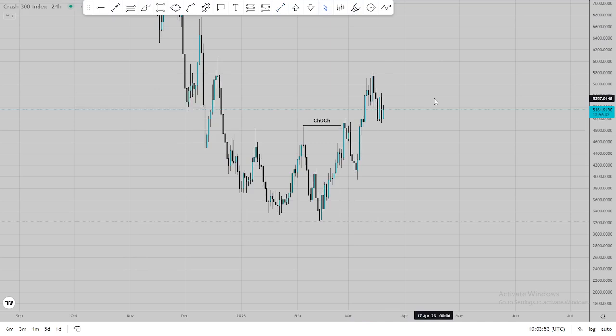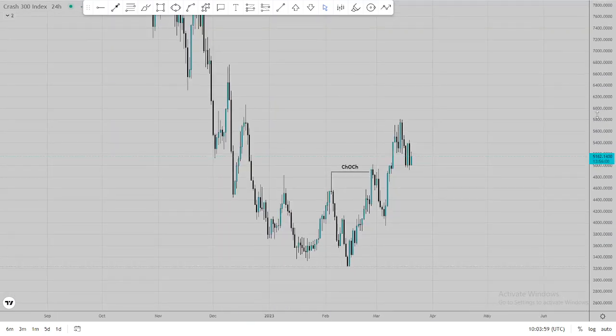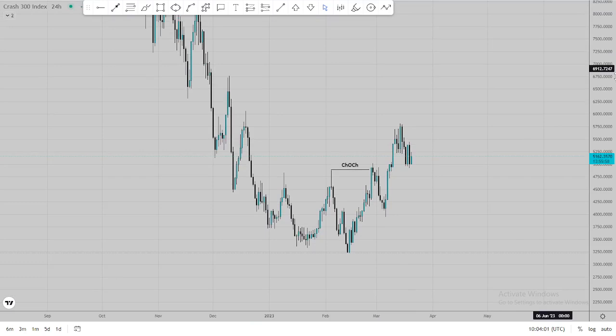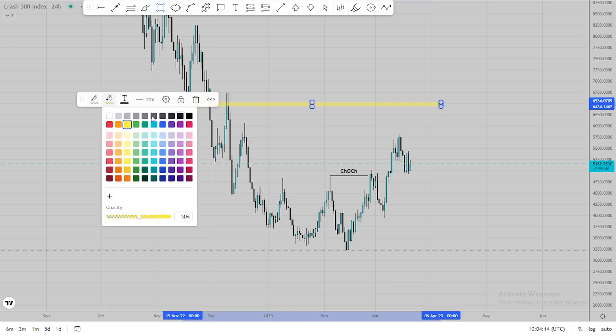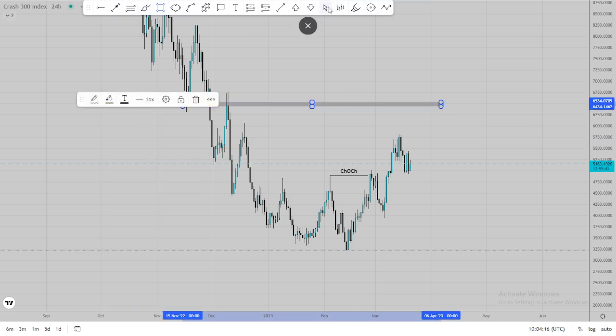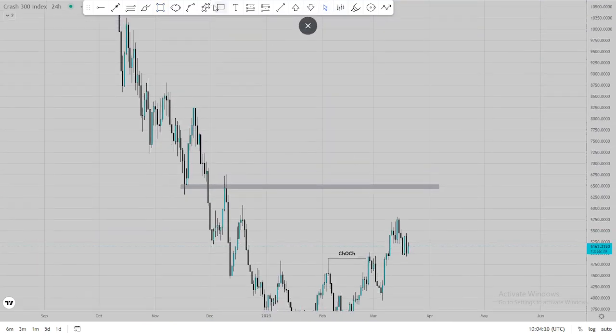So that change of character, remember what I said. If ever you're part of our focus mentorship, you always know what I'm talking about. So I can mark other levels at the top, just for the purpose of targets. For example, this is a resistance. We can use this as a target. We can use that resistance as our first target.